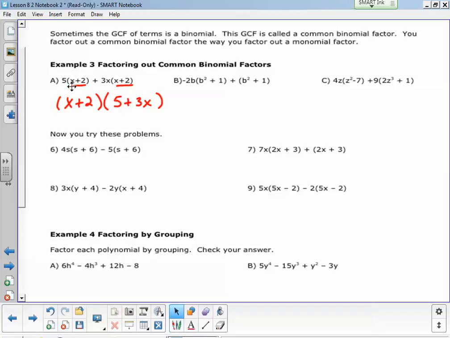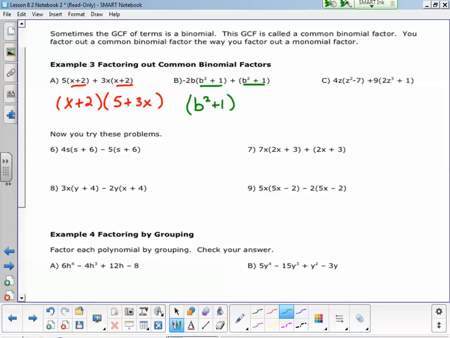If we look at example B, we can see that b squared plus 1 is shared by both. So I'm going to write b squared plus 1 as my GCF, and that's what I'm going to factor out and put on the outside. Now, I have to remember that there's no number here, so we can treat that as plus 1. And then I'm going to be left with negative 2b plus 1 as my remainder. So b squared plus 1 times negative 2b plus 1.